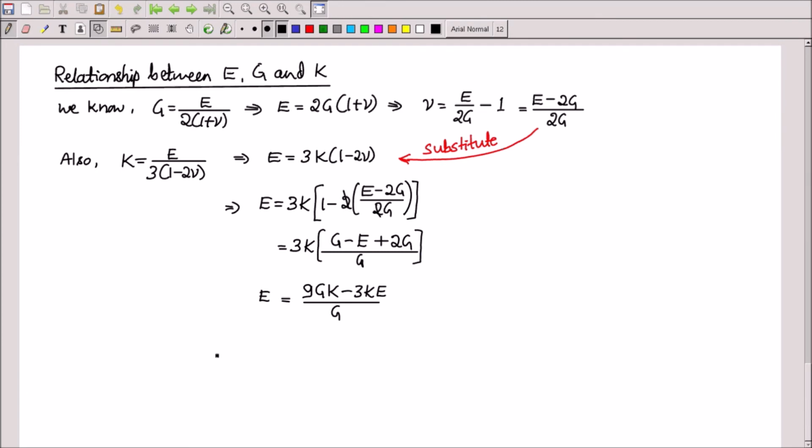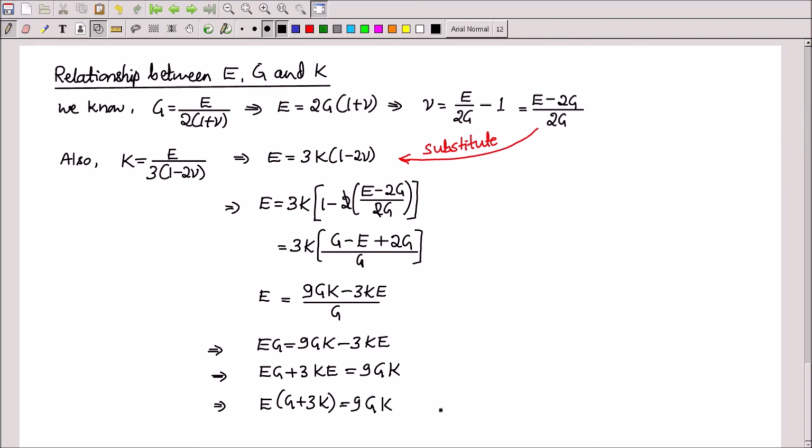I'll just cross multiply. On the left hand side there is E here, so it becomes EG is equal to 9GK minus 3KE, or EG plus 3KE is equal to 9GK, or E, if I take common here, it becomes E into G plus 3K is equal to 9GK. So ultimately I can write it as E is equal to 9GK divided by G plus 3K. This is the relationship between the three constants.